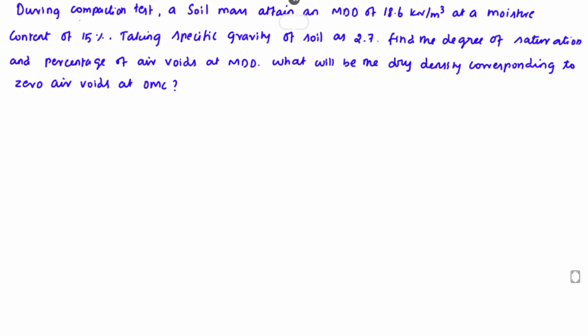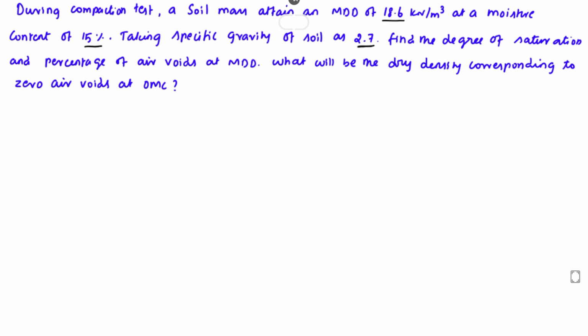Today we are going to see a problem related to soil mechanics in the topic of compaction. So the problem is: during a compaction test, a soil mass attained the MDD, that is maximum dry density, of 18.6 kilonewton per meter cube and a moisture content of 15%. Taking the specific gravity of the soil as 2.7, find the degree of saturation and the percentage of air voids.